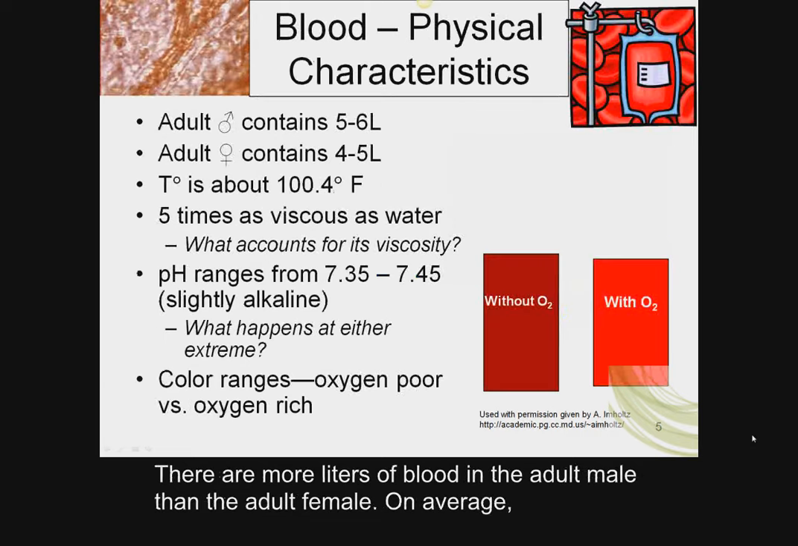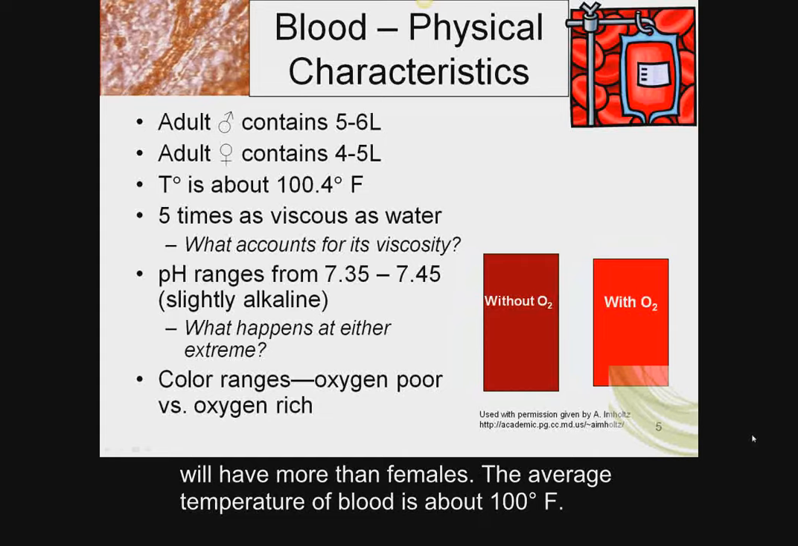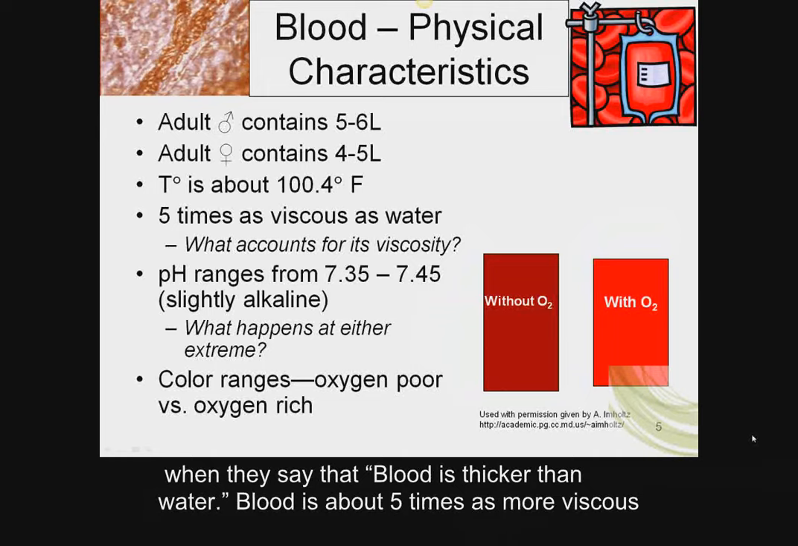There are more liters of blood in the adult male than the adult female. On average, there is going to be about 4 to 6 liters of whole blood in a given individual. Again, males will have more than females. The average temperature of blood is about 100 degrees Fahrenheit. And it is true when we say that blood is thicker than water. Blood is about 5 times more viscous than water.